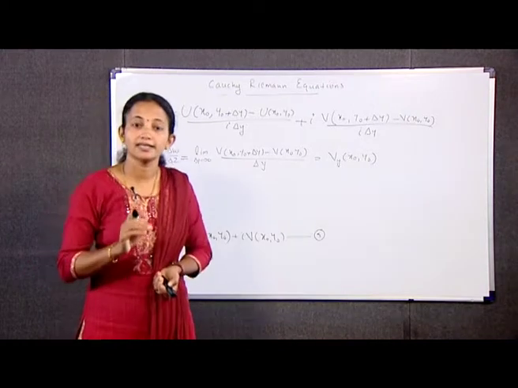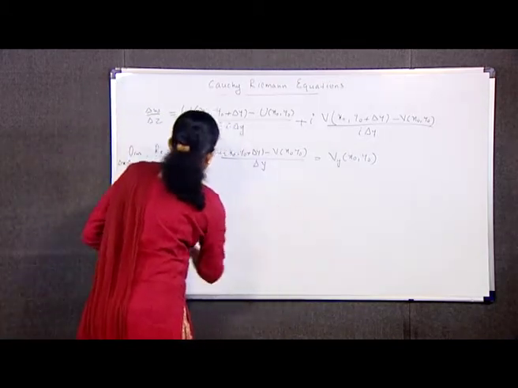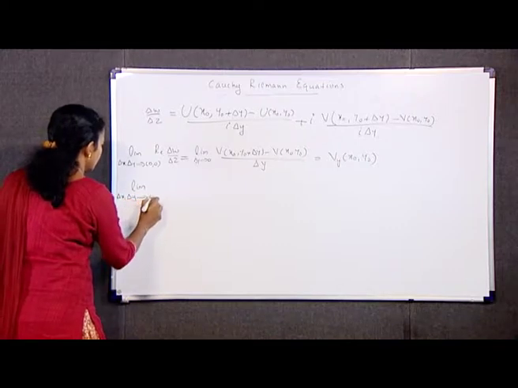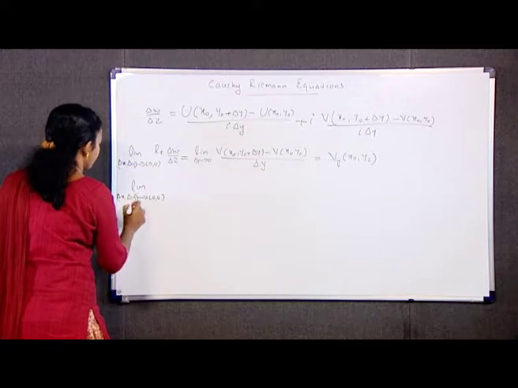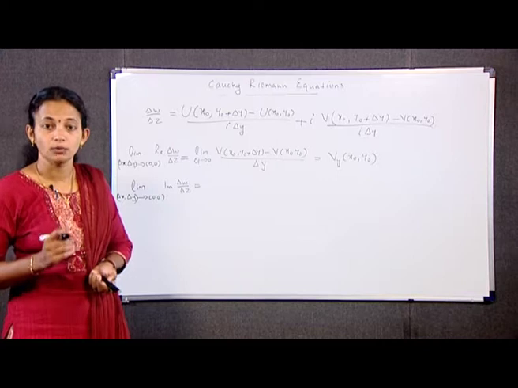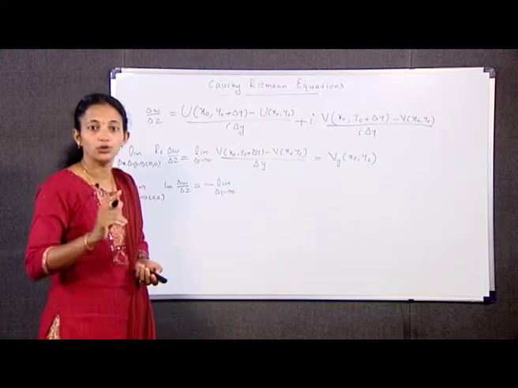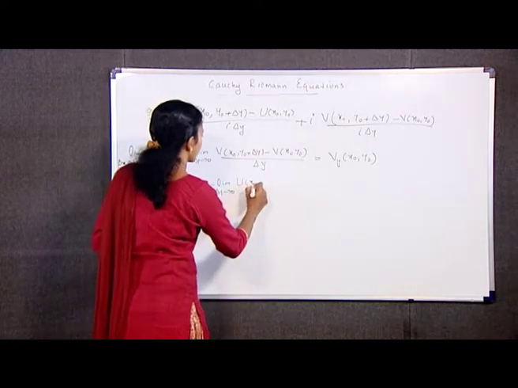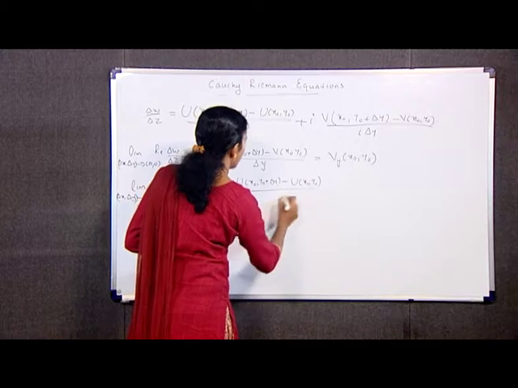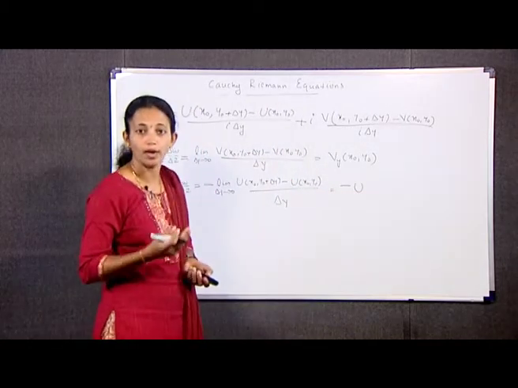And also the limit as delta x, delta y tend to 0, 0 of the imaginary part of delta w by delta z, which I can write as minus, here we have a negative sign, the limit as delta y tends to 0 of [u(x0, y0 + delta y) - u(x0, y0)] by delta y, which is equal to minus uy(x0, y0).